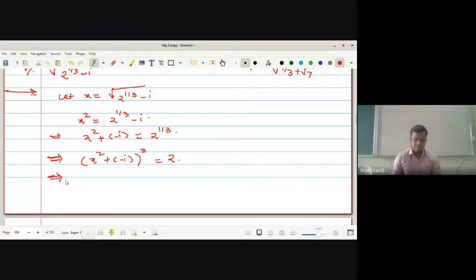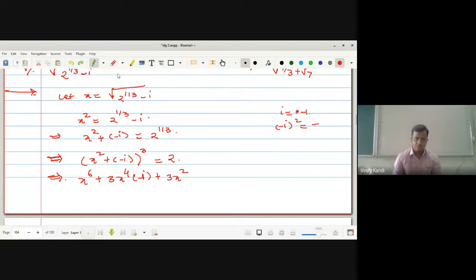This implies x a plus b bracket cube, a cube, plus 3ab square, 3a square b. What is b? Minus I. Okay, plus 3ab square, minus I square. What is the value of I square? Minus 1. Okay, minus I square will be minus 1, right? Is it correct? Yes, sir.